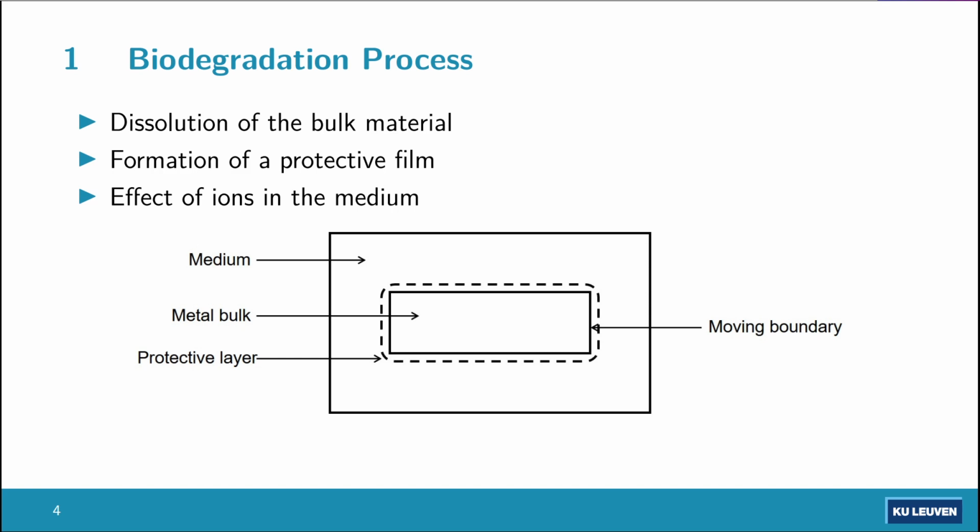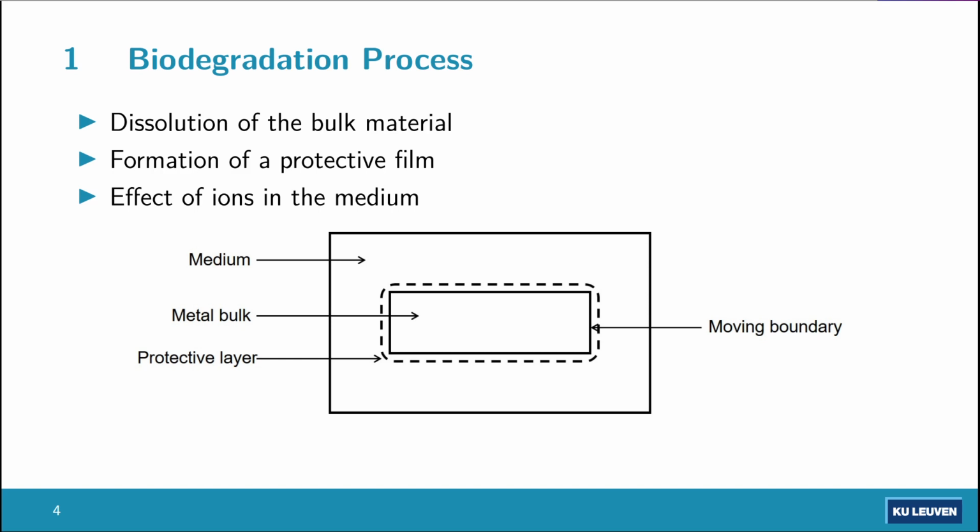a sequence of processes that firstly involves the dissolution of the bulk material in the middle and the formation of a protective film on the surface which protects the material underneath. An example of that would be the rust surface on iron when it corrodes. And then there are the effects of ions in the medium, in this example for tissue engineering applications, the effects of ions or surrounding chemical components. So the protective film would be eroded, would be eliminated, and we have an increase in the degradation rates.